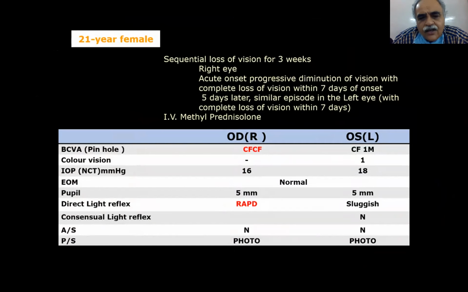So this is what I want to tell you. All acute visual loss is not demyelinating. All acute visual loss is not ischemic. Please remember the entity of infections. For as long as you are in India, please remember infections.